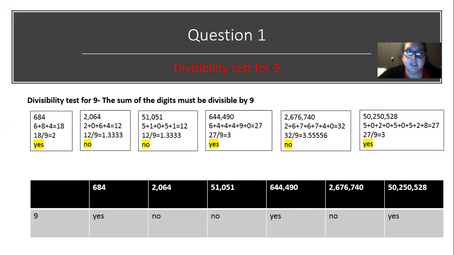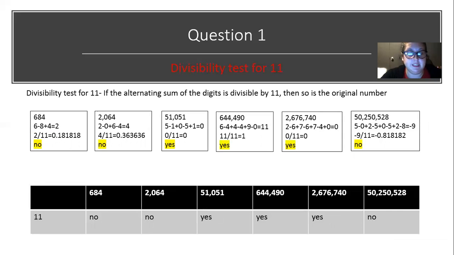Okay, and the divisibility test for 9. This one's a lot like 3. It's that the sum of all of the digits has to be divisible by 9. So you're just going to add up every digit in the number. Say, for instance, we look at the third one. We're going to do 5 plus 1 plus 0 plus 5 plus 1, which is going to give us 12. We're going to do the 12 divided by 9, which is going to give us a decimal. So that one's not going to work. And you're going to do the same test for each one of these numbers. We've got the answers right there.